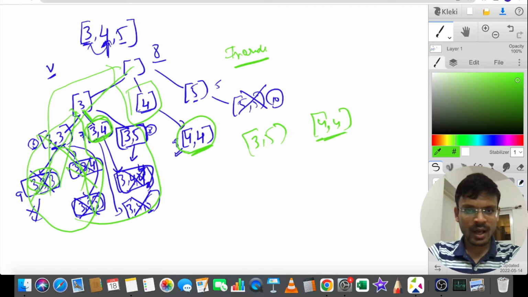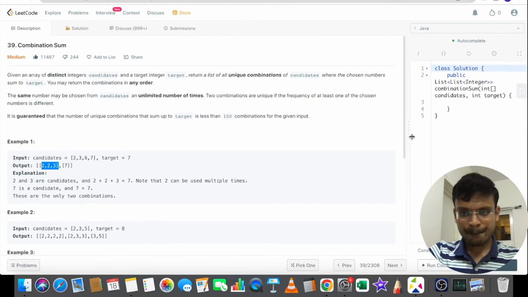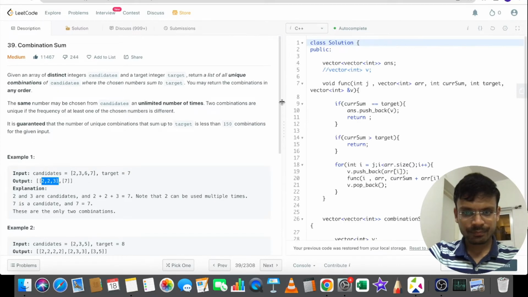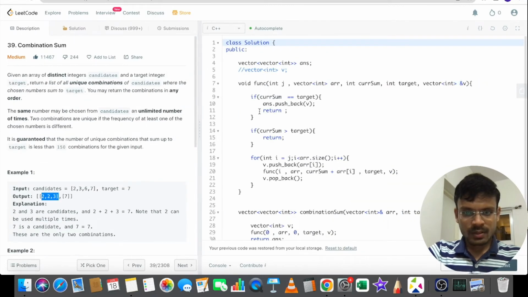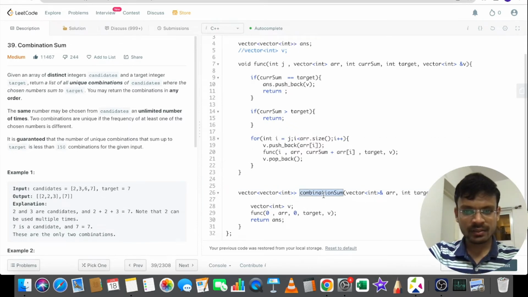Right, so I have already written the code for this particular problem. Just a second. Yeah, so this is the function that we had to finally write.